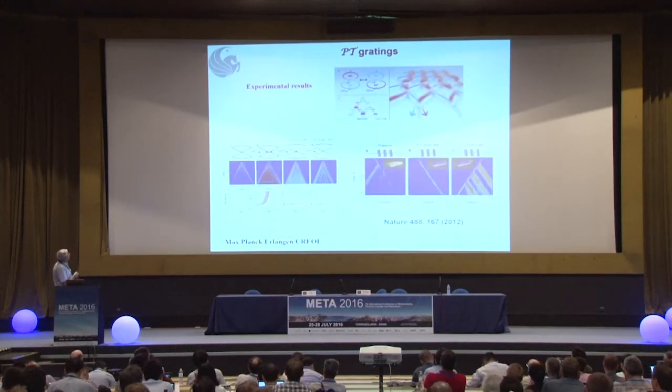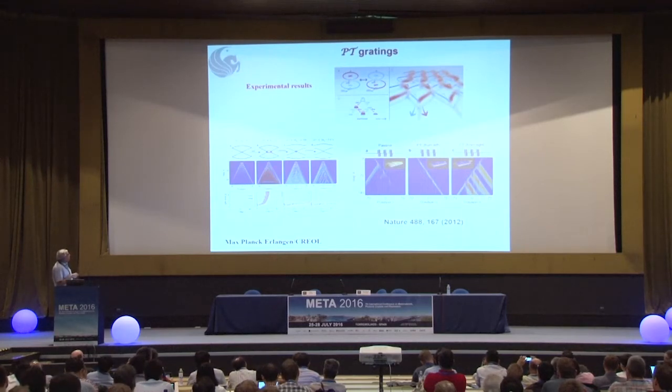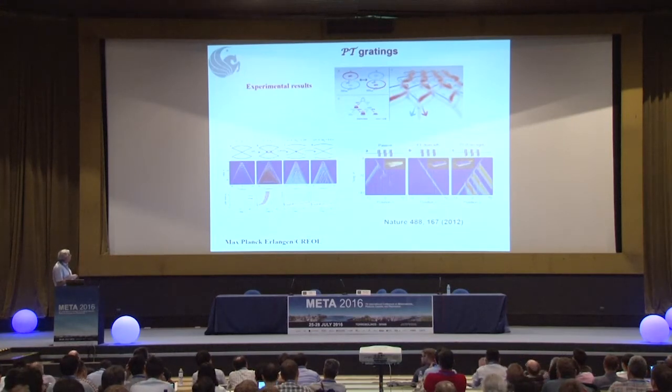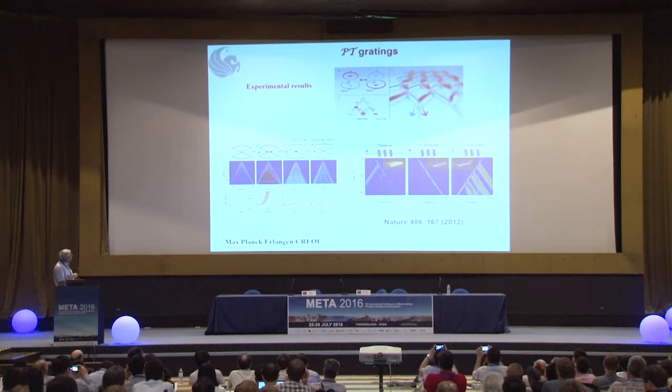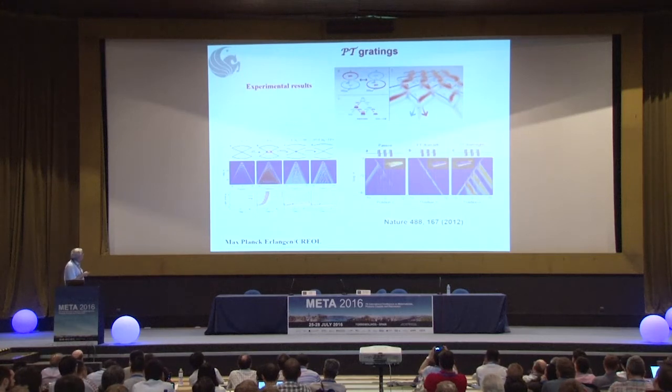So this is the first experimental observation of this effect. It was done with our collaborators from Max Planck and Lange, published in 2012. This is a periodic structure. It's a mesh lattice where you see, for example, the merging of the two bands at the exceptional point. This is your exceptional point. If you exceed the exceptional point, you have this merging of the bands.